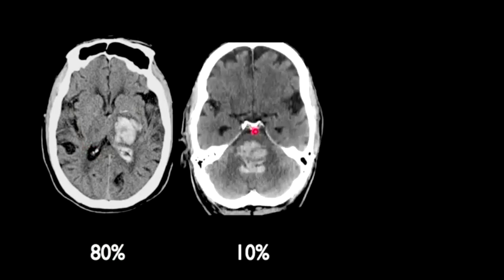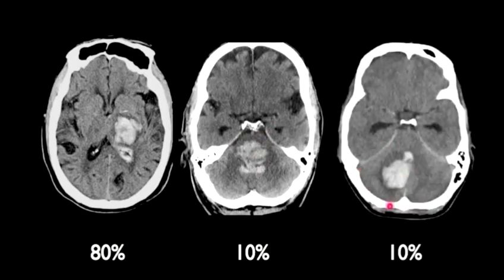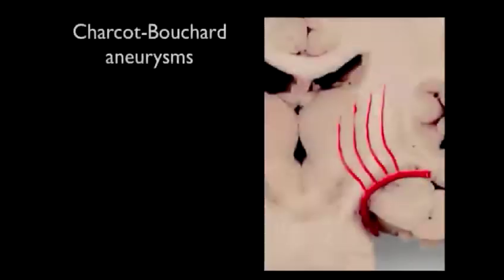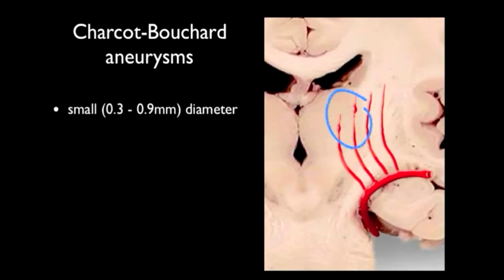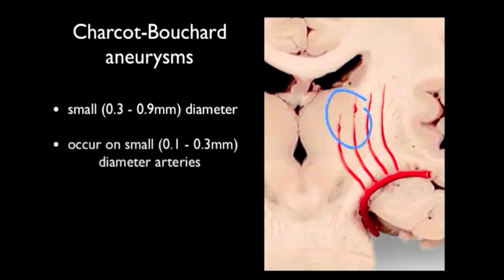Approximately 80% of hypertensive hemorrhages arise from the basal ganglia and thalami, with a further 10% from the pons, and the remaining 10% from the cerebellar hemispheres. This distribution correlates with the distribution of the underlying pathology, which is thought to be so-called Charcot-Bouchard aneurysms or microaneurysms. These are small aneurysms, typically between 0.3 and 0.9 millimeters in size, arising from small perforating vessels whose diameter is 0.1 to 0.3 millimeters. They are somewhat controversial and are not usually identified on imaging.